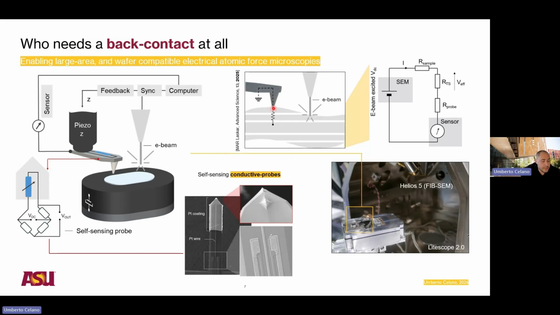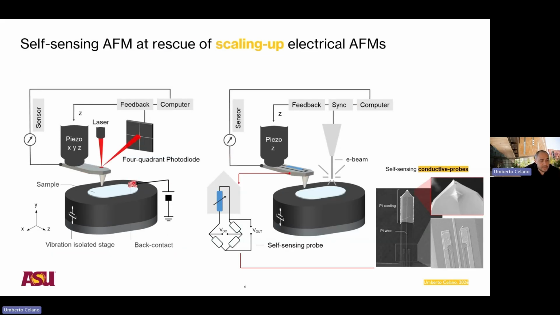So classic C-AFM would apply a bias in this back contact, providing some sort of voltage drop between tip and sample. And again, the probe is also going to ground, so there would be a net flow of charge that goes from your generator into the probe, or from the probe to ground. But eventually what you are interested in is literally just this charge exchange that is occurring at the tip-sample junction.